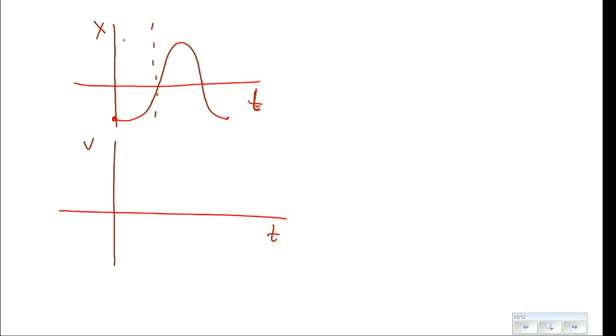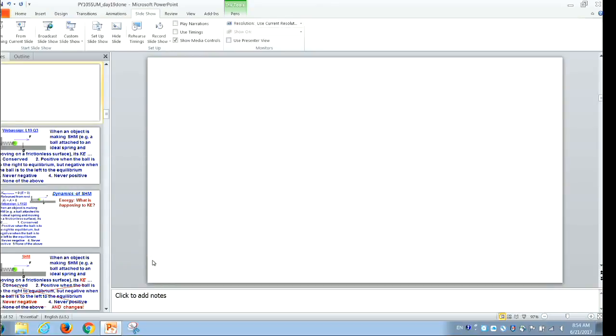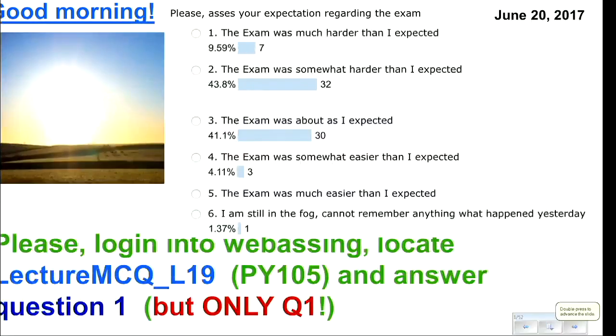Okay. Well, first I'm going to trace out what I believe are the important points of the graph. And then, if I remember correctly, at the 0 points of x, it should be the maximum of the velocity. Absolutely. The question is which one? Exactly.